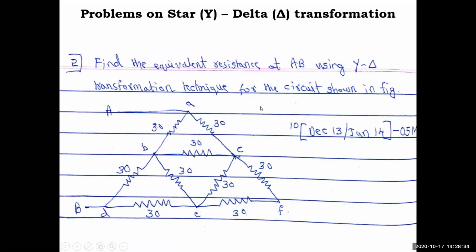This is the third problem. Find the equivalent resistance at AB using the Y delta transformation technique for the circuit shown in the figure. All the resistance values are 30 here. If you do one calculation, all will come the same, but you have to identify the delta network and the Y network. Clear?